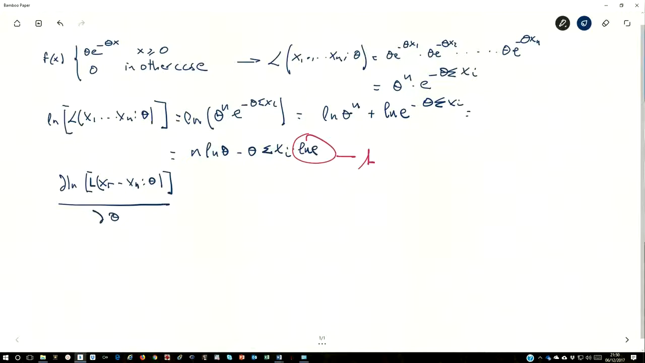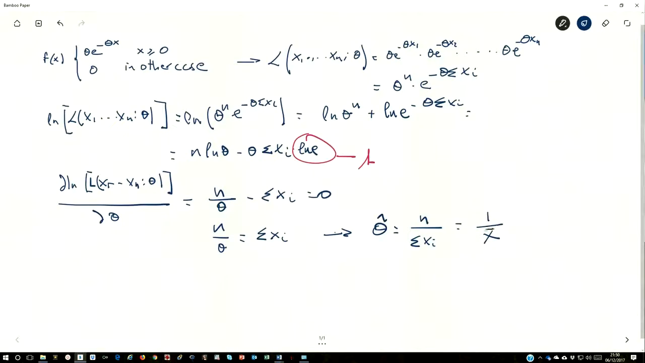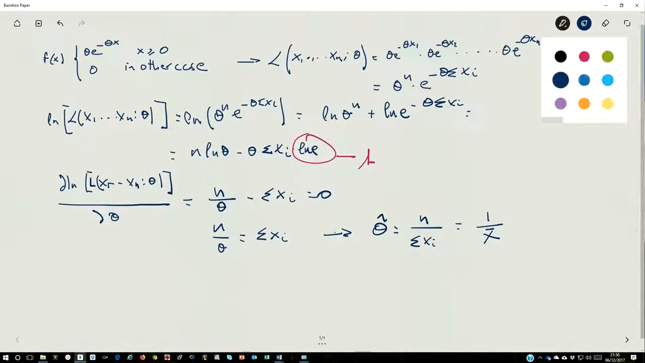So we apply the derivative to the first part of the expression, and we reach a quotient that is n divided by the parameter theta, and the derivative of the second part of the expression is minus the summation of x sub i. We set this expression equal to 0 in order to obtain the maximum, and we reach the final result that the best estimator of the parameter is the inverse of the sample mean.